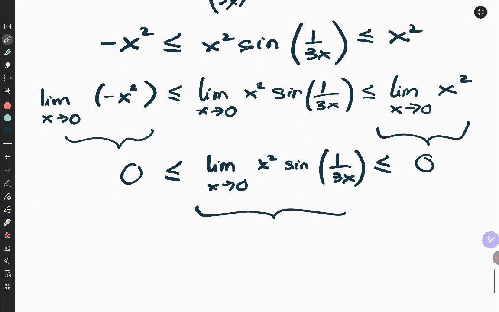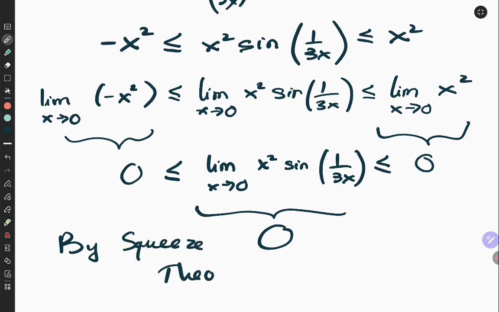You see the sandwich? You see how you squeeze that number in the middle, right? This has to be 0 by squeeze theorem. There you go. That is the answer. So far good? Okay. So you're gonna see this squeeze theorem in the homework. That's why I brought it up.